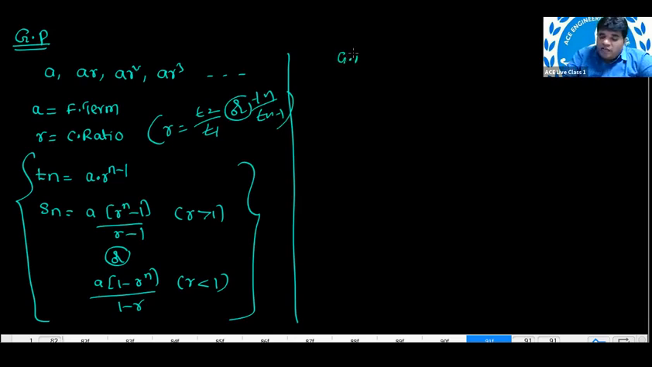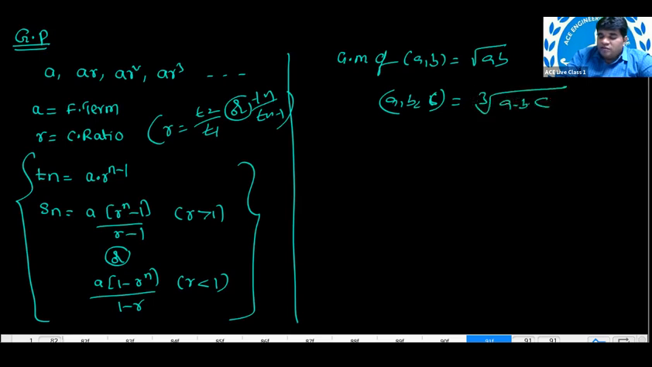Next, geometric mean of A, B means root AB. Geometric mean of A, B, C means cube root of A into B into C. For n observations, it means nth root of A into B into C up to n terms. 3 points.